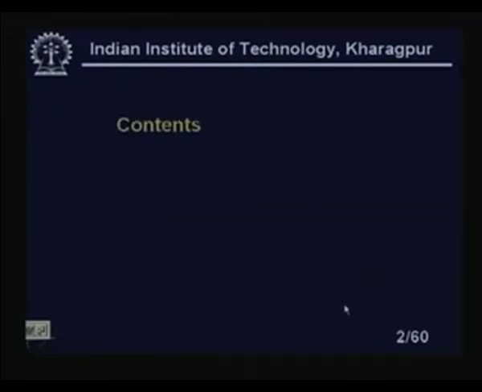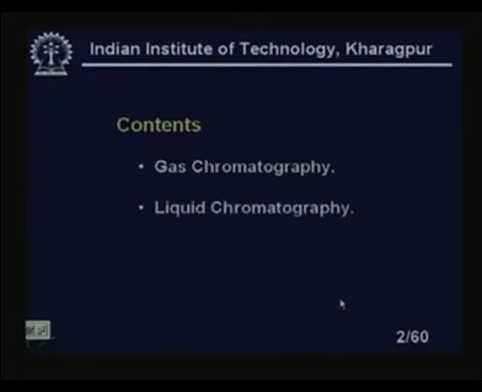The contents are gas chromatography, liquid chromatography, and the chromatogram. We will see in this lesson how the chromatogram should look, what happens if multiple peaks come, what the problems are, and what exactly the shape of the chromatogram should be. That determines finding the concentrations of the different components of the gas and liquids precisely.